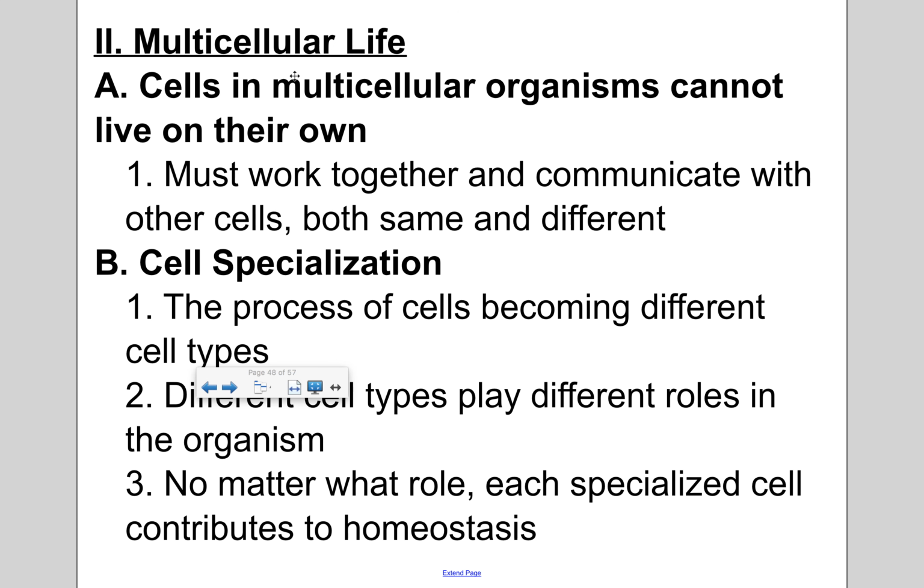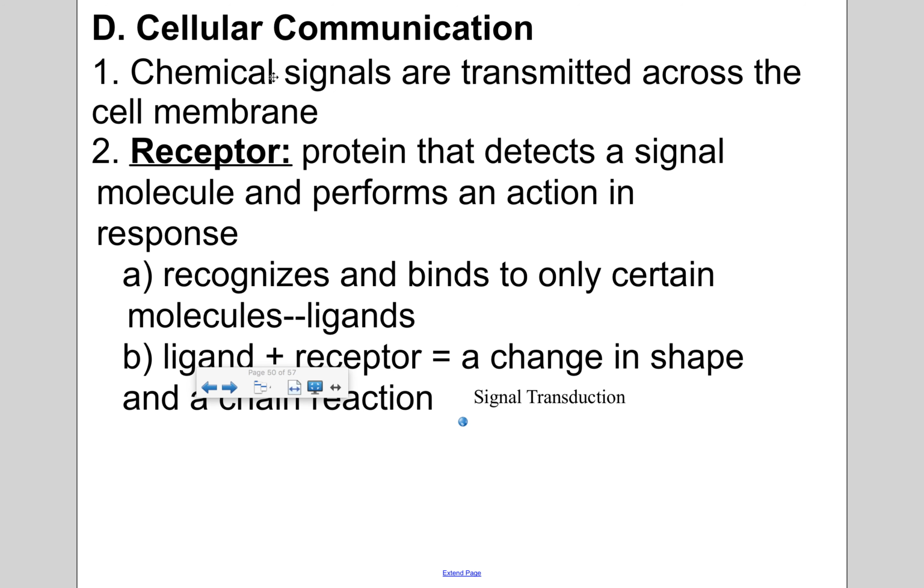Multicellular organisms maintain homeostasis through cell specialization and, number 2, cellular communication. So cells do send chemical signals. They are transmitted across the cell membrane, and in order for cells to receive signals, they need a receptor. So this receptor detects the signal, and then it's going to perform an action or a response.